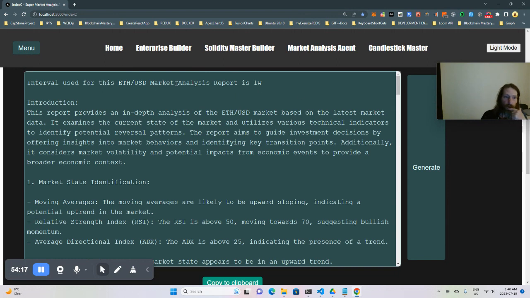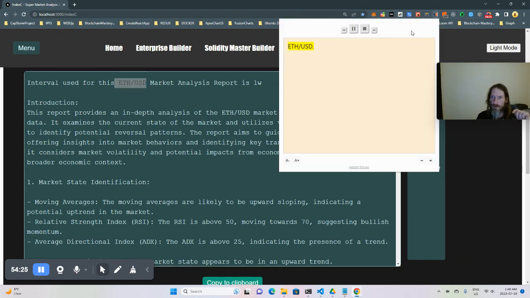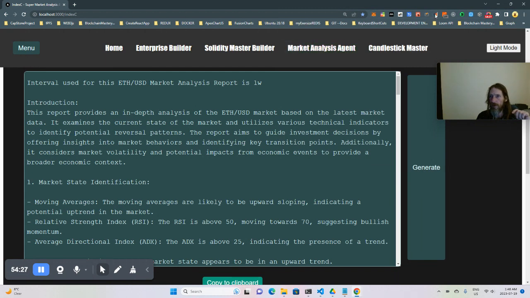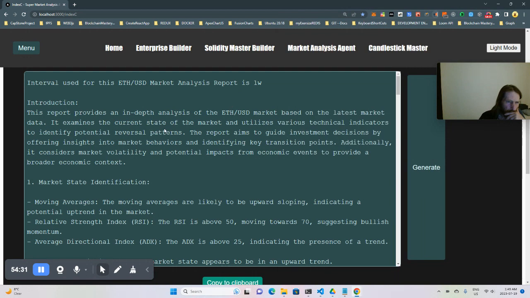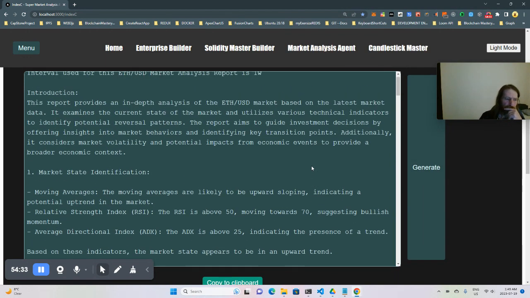So again, 1 week, ETH, Ether, and let's try it out. ETH/USD. Market analysis agent. Interval used for the ETH/USD market analysis report is 1W.